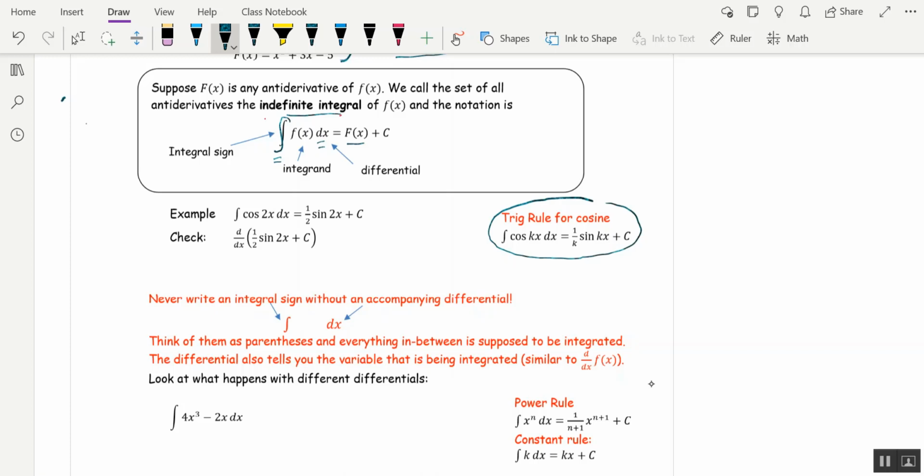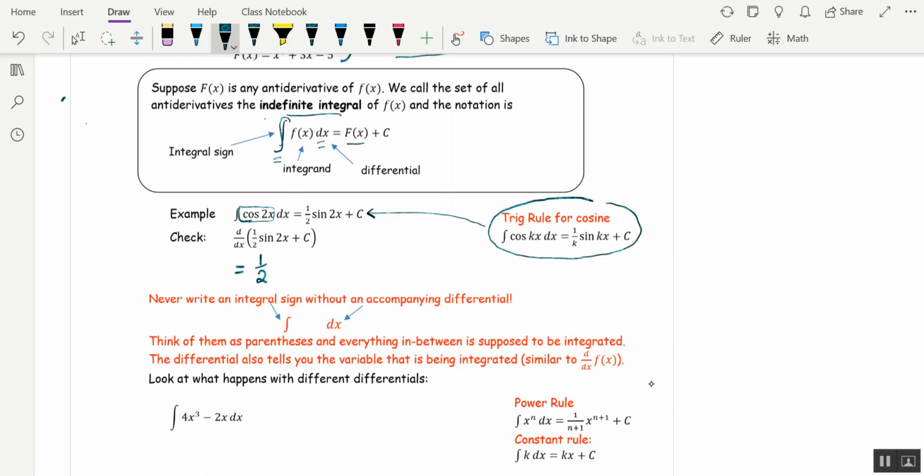So if we apply that formula over here to this function cos 2x, then we get 1/2 sine 2x plus c. Now the check is: is the derivative of 1/2 sine 2x plus c equal to the integrand? If it is, then we did it right. So let's take the derivative. The 1/2 is a constant, so it just sits there.